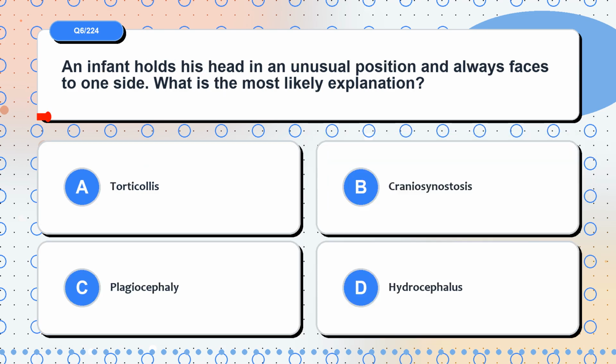Question 6. An infant holds his head in an unusual position and always faces to one side. What is the most likely explanation? Here are the options. Option A. Torticollis. Option B. Craniosynostosis. Option C. Plagiocephaly. Option D. Hydrocephalus.